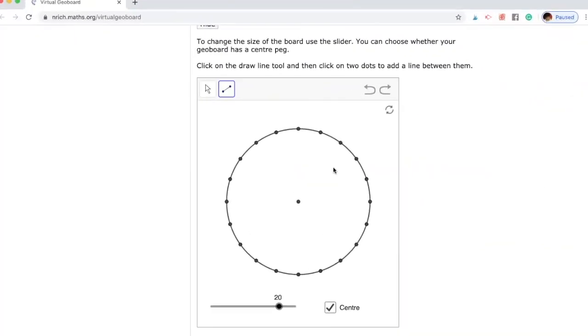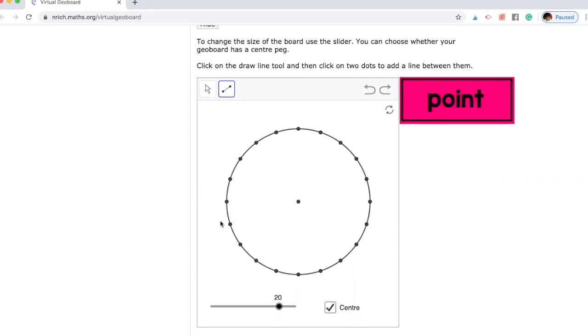All right, you guys, welcome to the virtual geoboard. You can see that this is a circle. It has a continuous line that goes around and round. It never stops, but you can also see that there are little dots around our circle. Those we're going to call points. That is a point. And you see that there is also a point in the center of our circle.